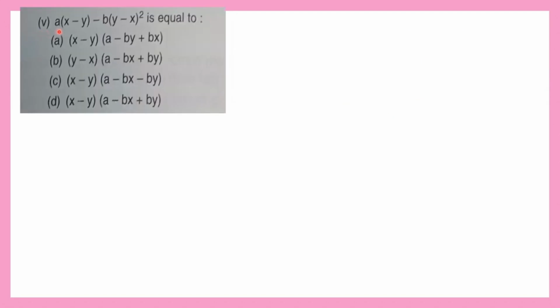Question 5. a into x minus y minus b into y minus x the whole square is equal to which of these options? So the question is a into x minus y minus b into y minus x the whole square. Now x minus y and y minus x are different. So what we have to do here is try and get it in this format. We need to try and get common ones, isn't it?